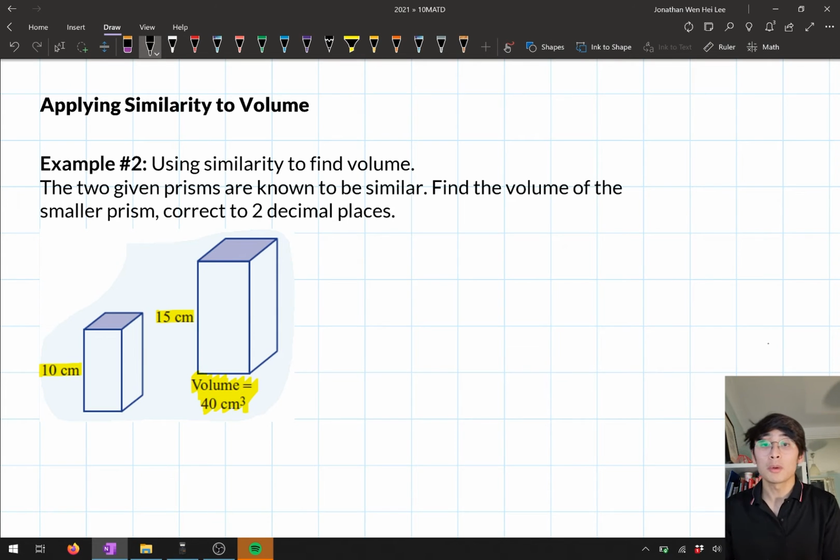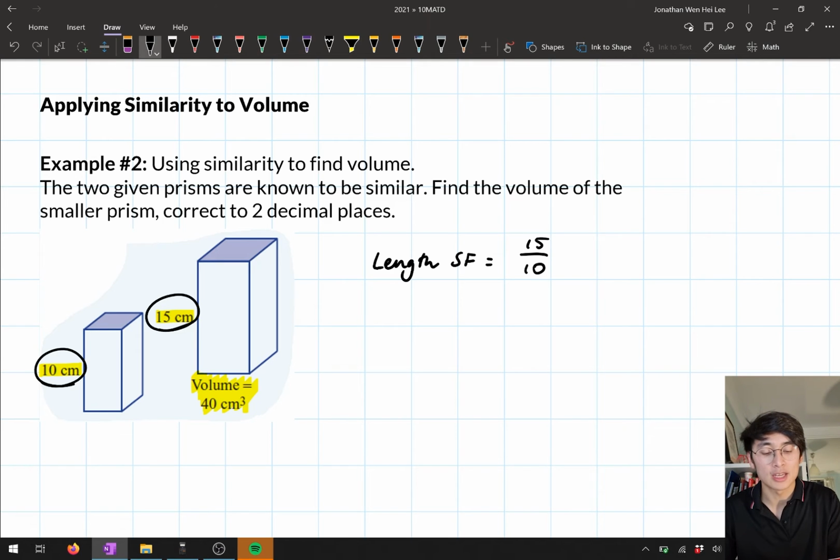Okay, so what we're going to do, just like we did in the previous one, is first find the length scale factor. So we take the two corresponding lengths and just divide. Here I've got 15 and 10, so I'm just going to do 15 divided by 10. Okay, I'm going to leave it like that. Now you could figure out that this is actually equal to 1.5, but I'm going to leave that.